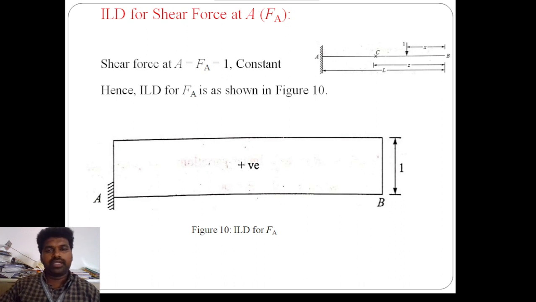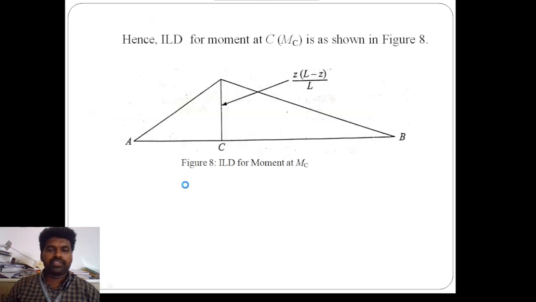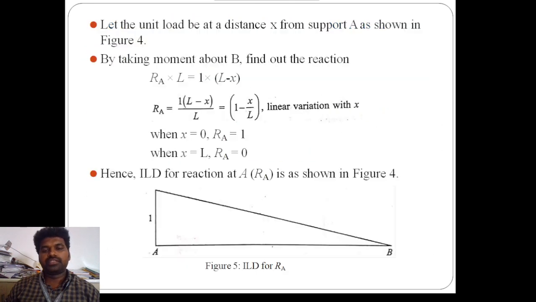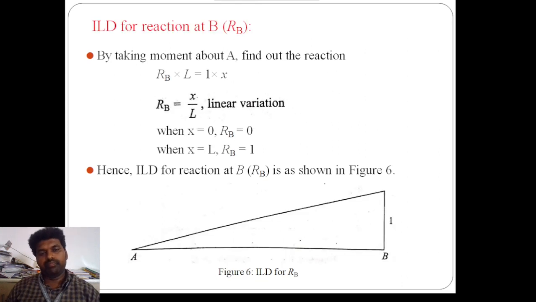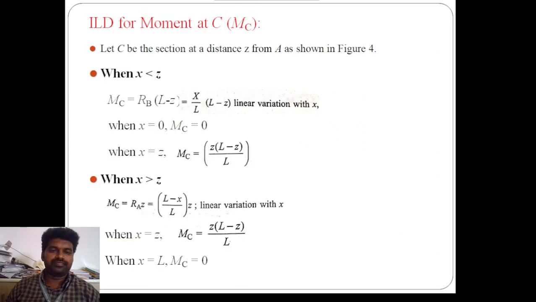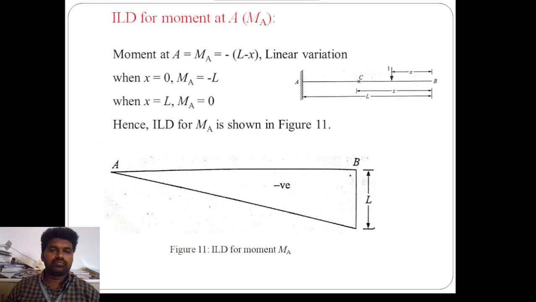So the ILD for shear force at A is 1, and the diagram will be a rectangle, but in the previous case the shear force diagram was a triangle. For A it is 1, and for B it is also 1. Now the ILD for bending moment at A: moment at A, MA, equals minus 1 into L minus X, so a linear variation. When X equals 0, MA equals minus L. When X equals L, MA equals 0. That means the ILD for MA is shown in the figure.